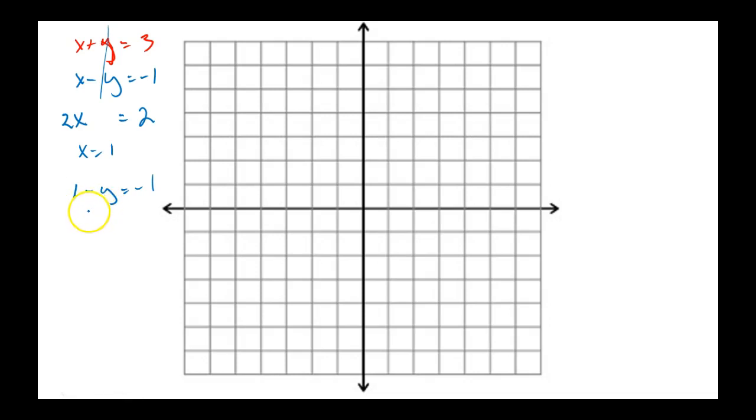Same thing. Cancel out. Okay. I would add y to both sides and add 1 to both sides. So that gives me y is equal to 2. 1 plus 1 is 2. Okay, so you've got x equal 1 and y is equal to 2.